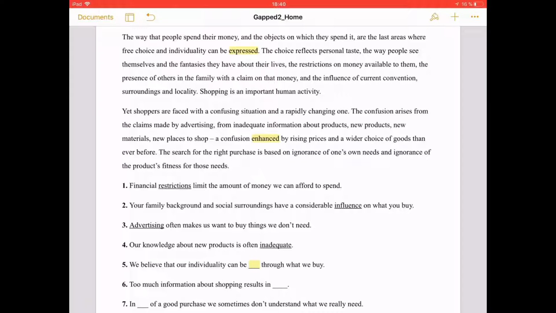The fifth. We believe that our individuality can be gap through what we buy. Here the passive form is required. Among those presented in the text, two options are possible: expressed and enhanced. Actually, both fit here. So it could be either we believe that our individuality can be expressed through what we buy, or we believe that our individuality can be enhanced through what we buy.